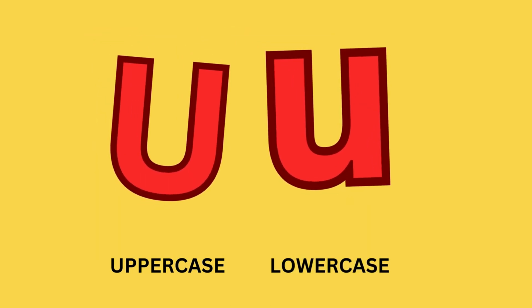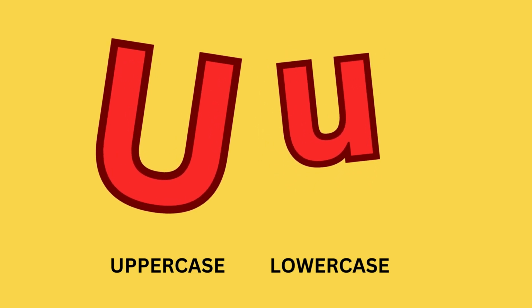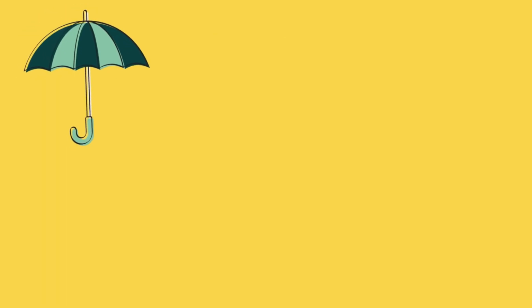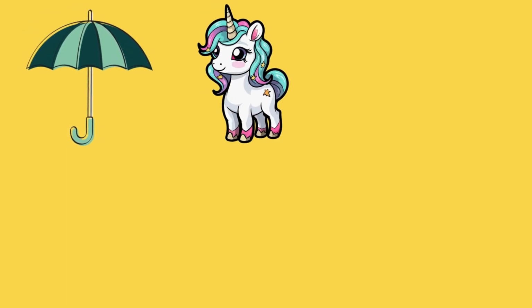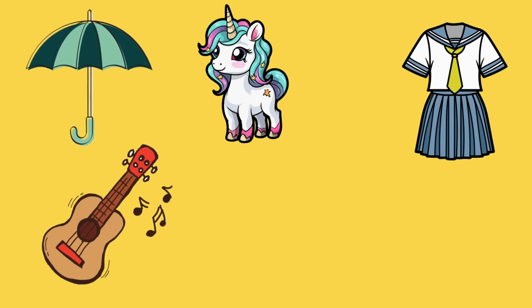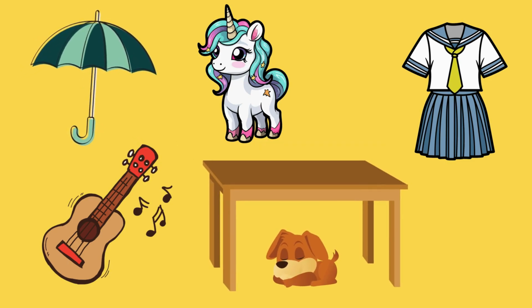This is uppercase U, this is lowercase u. U for umbrella, U for unicorn, U for uniform, U for ukulele, U for under.